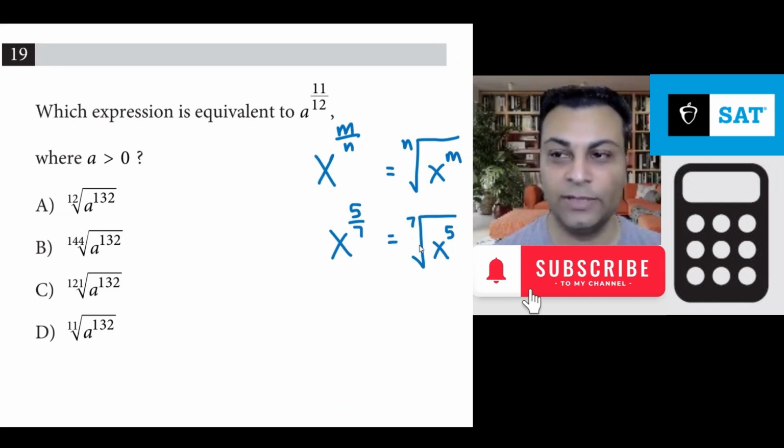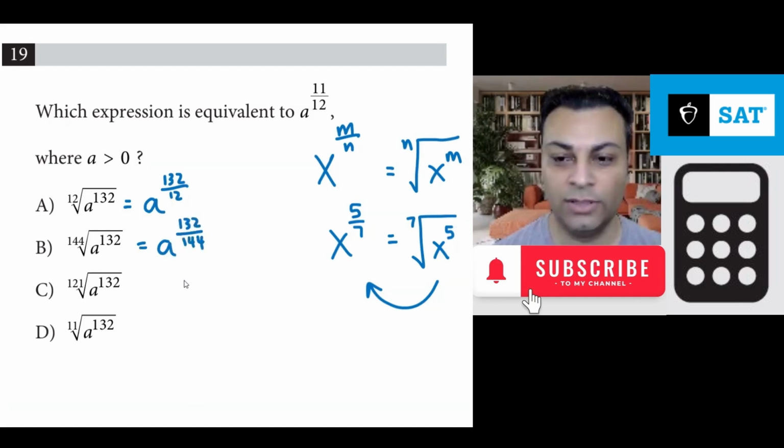So that's an example. You can also go the other way. Here's what I mean. This can be rewritten as a to the power of 132 over 12. This can be written as a to the power of 132 over 144. This one can be written as a to the 132 over 121. And this one can be written as a to the power of 132 over 11. And we're looking for a to the 11 over 12. So one of these fractions is equivalent to 11 over 12.